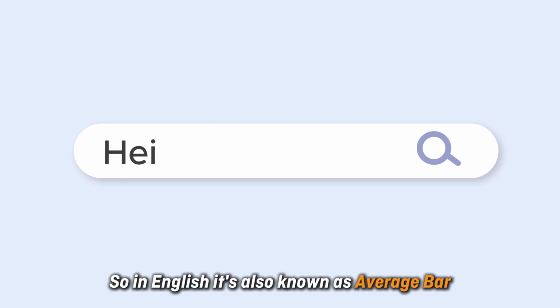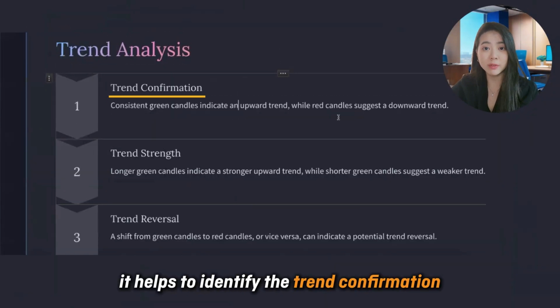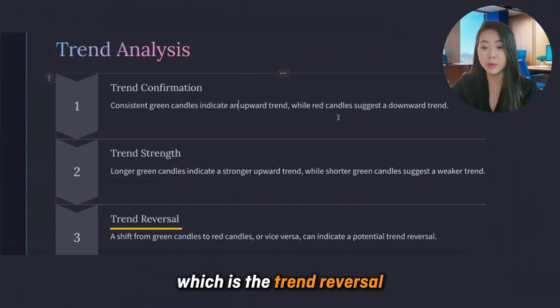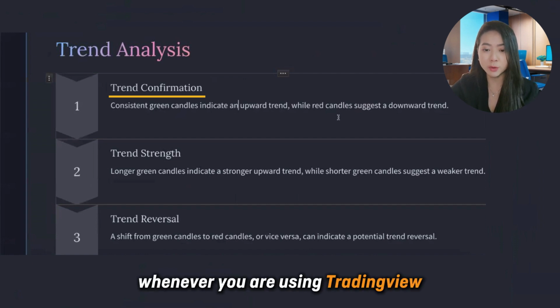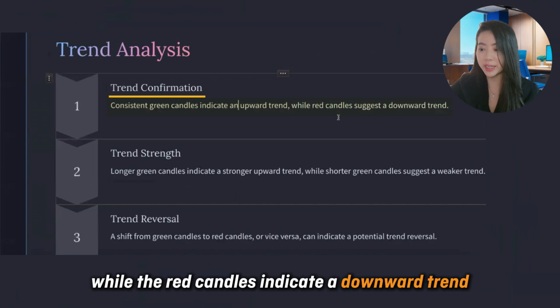In English, it's also known as average bar. What it essentially does is it helps to identify the trend confirmation, the trend strength, and also the most important part, which is the trend reversal. So for trend confirmation, you can see that it is similar to the normal candlesticks that you are looking at whenever you're using TradingView. So consistent green candle indicates an upward trend, while the red candles indicate a downward trend.